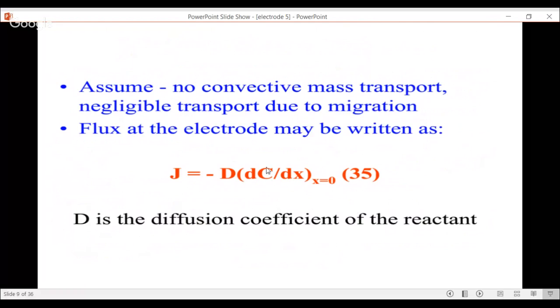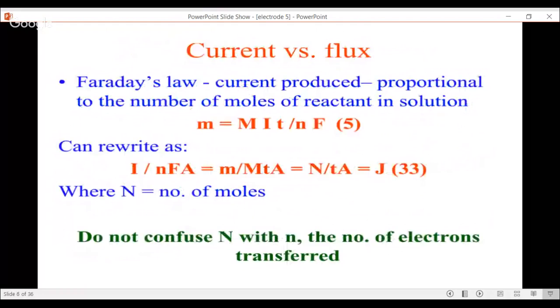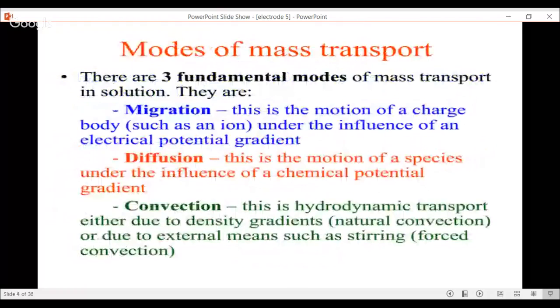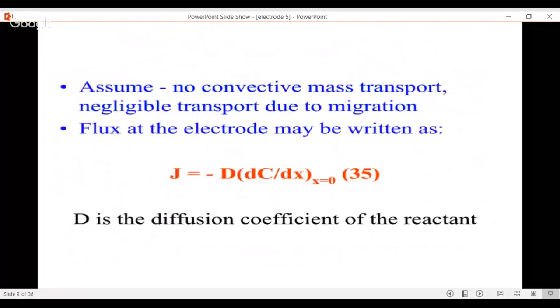So assume that there is no convective mass transport. Convective mass transport, as we already know, is due to the hydrodynamic density gradient or the stirring, forced convection. Therefore, no convective mass transport, and negligible transport due to migration also.